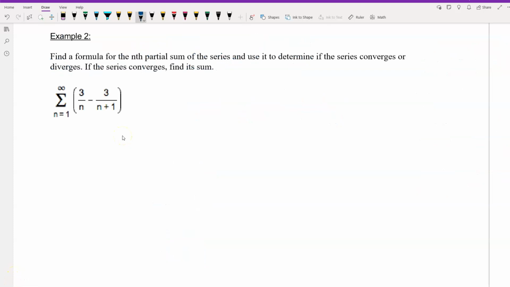Example: find a formula for the nth partial sum of the series and use it to determine if the series converges or diverges. If the series converges, find the sum. So what is given here is the sum of 3 over n minus 3 over n plus 1, n from 1 to infinity.